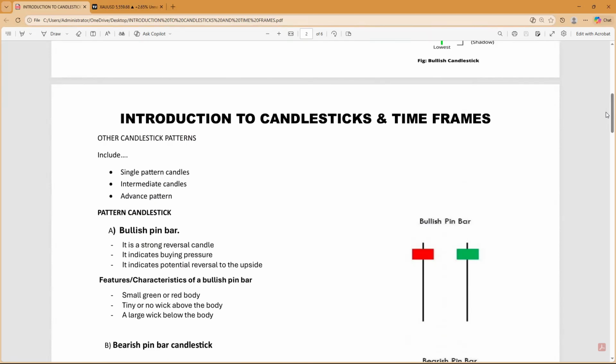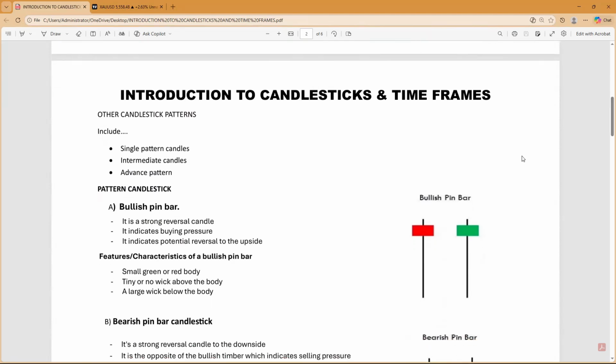Number one, we have a bullish pin bar. A bullish pin bar might be green or red. It is a strong reversal candle. It indicates buying pressure. It indicates a potential reversal to the upside.